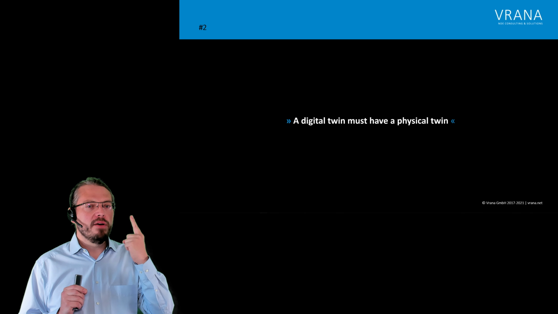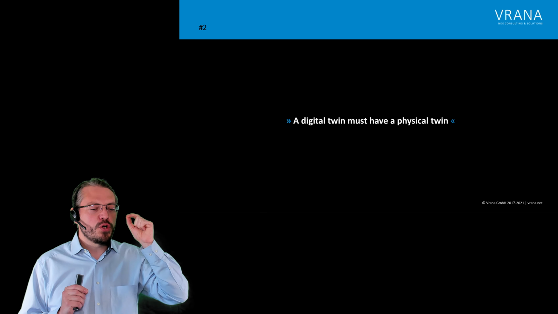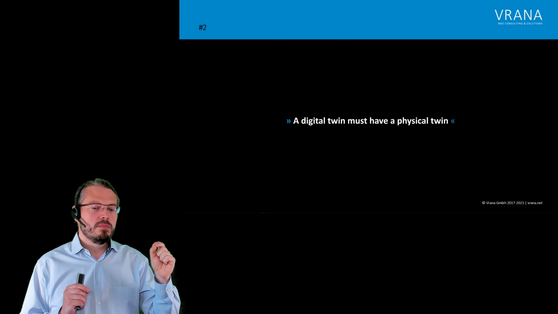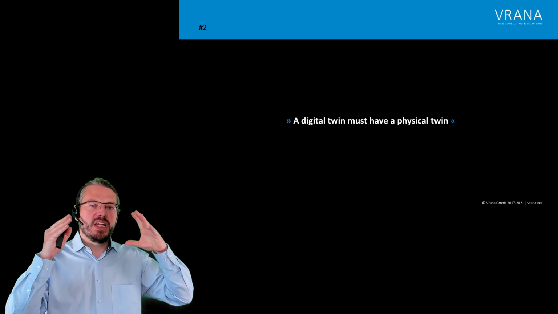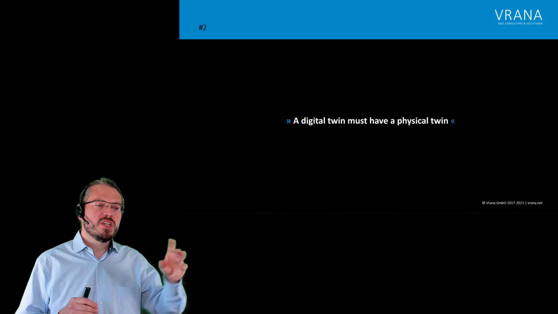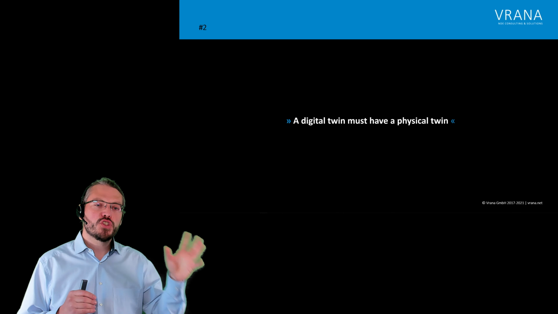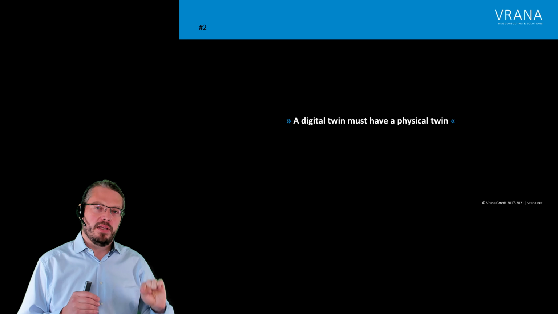Number 1, we have a digital twin of a certain instance of a product. So of a certain gas turbine, or a certain airplane, or a certain seat on the airplane, or a certain cushion on that seat on the airplane.